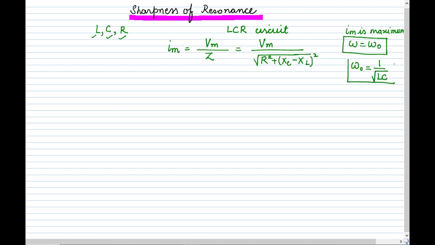So we have to keep in mind these two things: whenever the current is maximum, it is the condition of resonance, omega is equal to omega naught, and omega naught is equal to 1 upon the square root of LC. And what is the maximum amount of current?